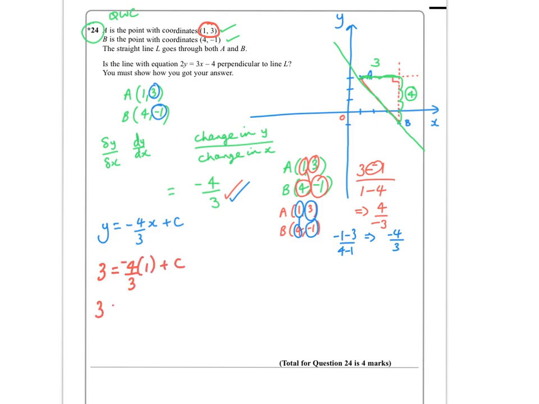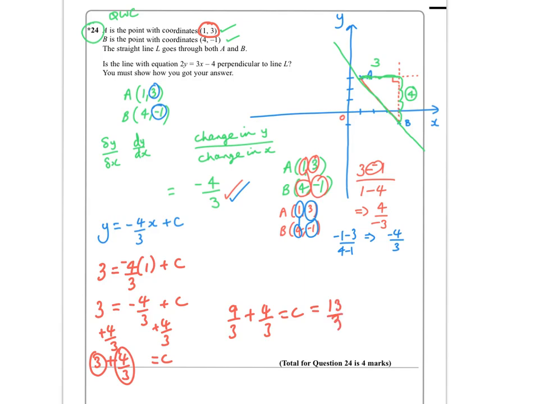So you get 3 equals -4/3 plus c. Add 4/3 to both sides, and you get 3 plus 4/3 is c. Well, 3 is 9/3, and there you got 4/3 there. So you got c is equal to 13/3, thirds. Okay, so that's the equation of the line.